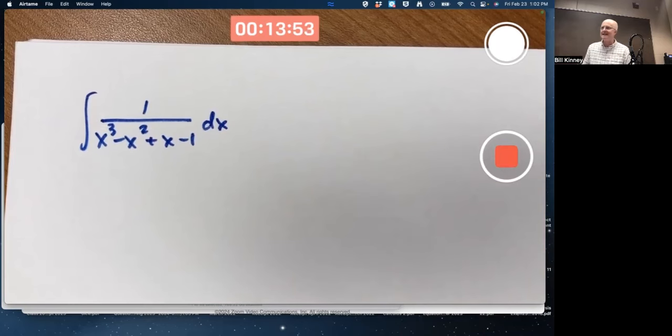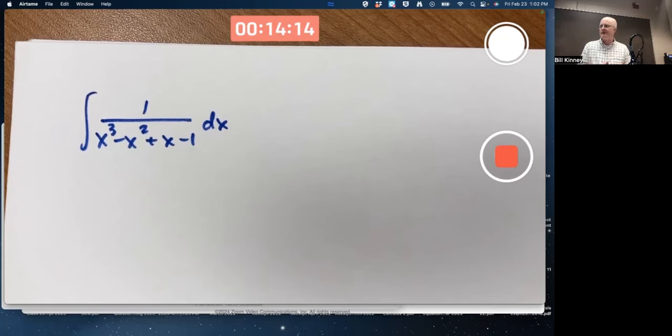Is this integral possible to do? Well, I wouldn't be doing it if it weren't possible. It is. It is challenging. The first thing that should come into your mind is, boy, I hope I can factor that cubic. Because if I can factor it, then maybe I can use partial fractions.